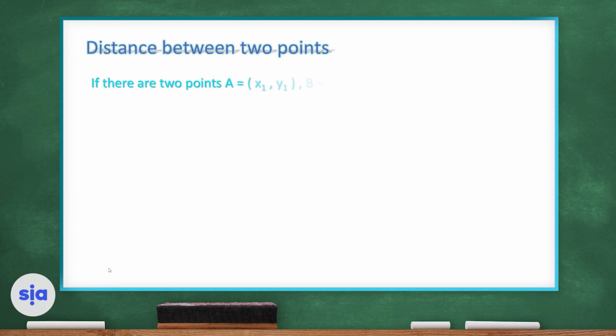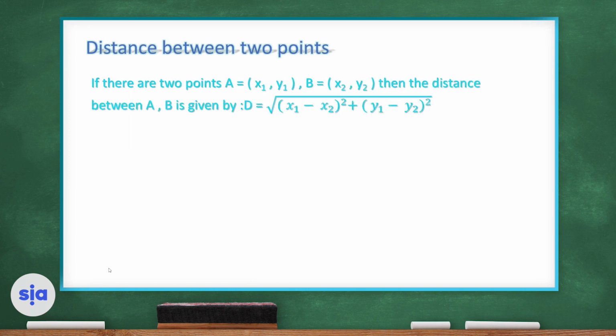Today we'll be talking about the distance between 2 points. If there are 2 points, A has coordinates x1 and y1, and B, the second point, has coordinates x2 and y2, then the distance between A and B is given by a formula. This formula is called the distance formula. What does the formula say? The distance equals the square root of (x1 minus x2) all squared plus (y1 minus y2) all squared.